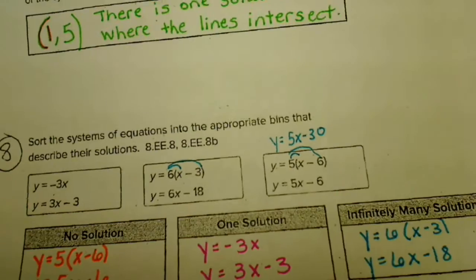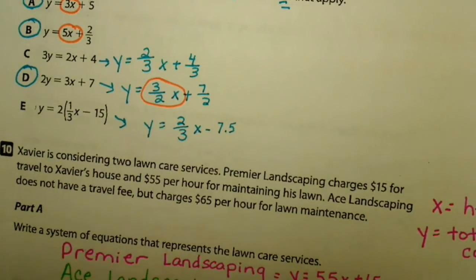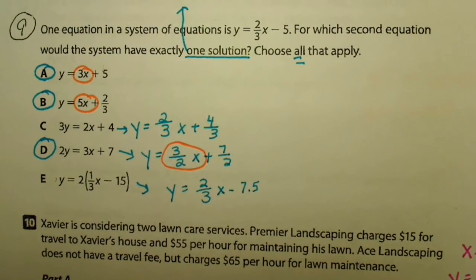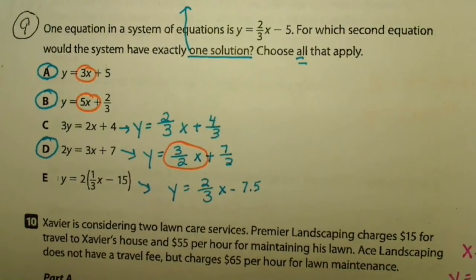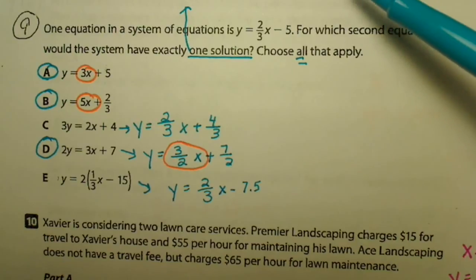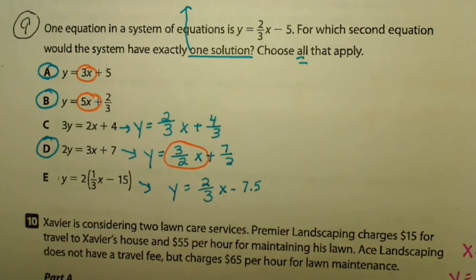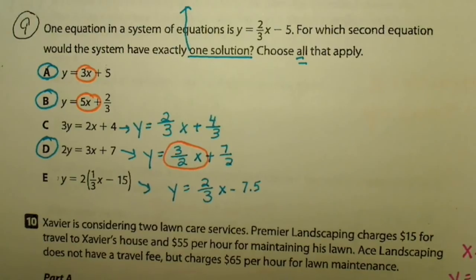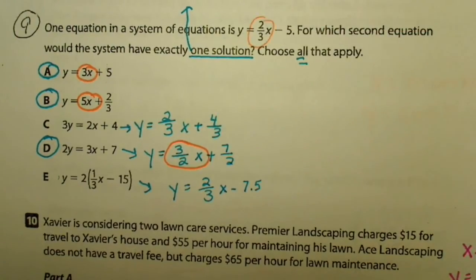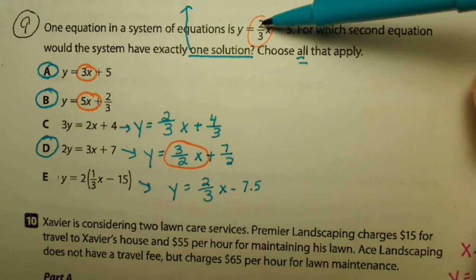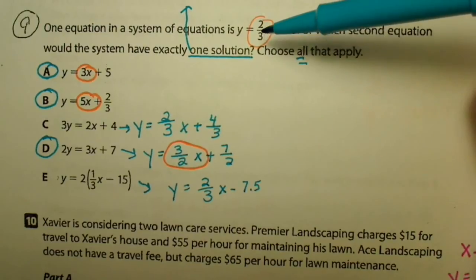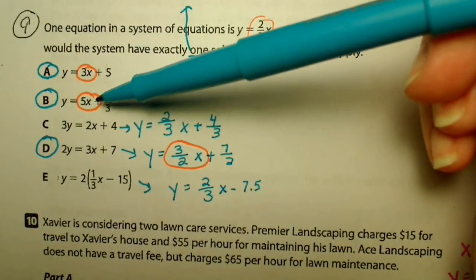Okay, let's go to the next one, number 9. It says one equation in a system of equations is y equals 2/3 x minus 5. For which second equation would the system have exactly one solution? One solution means they have different slopes. The slope in this equation is 2/3, and the slope's always in front of the x. So you want to find out of these equations which ones do not have 2/3 as a slope. And that would be A and B.